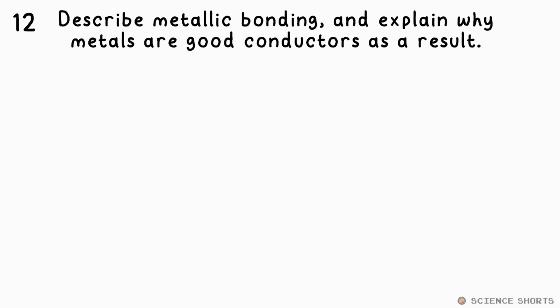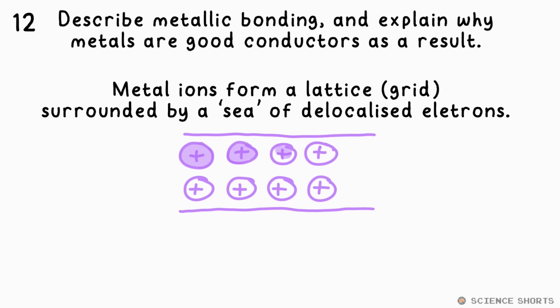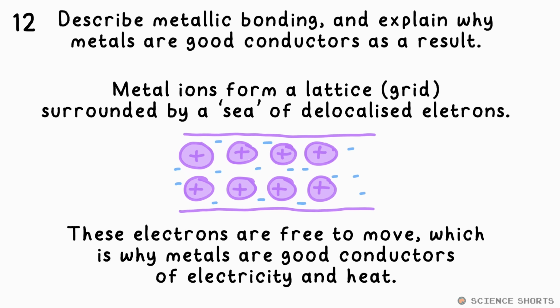Describe metallic bonding and explain why metals are good conductors as a result. Metal atoms bond to each other with metallic bonding. They form a lattice, a grid of ions, and they're surrounded by a sea of delocalized electrons. As these electrons are free to move, this makes them good conductors of electricity and heat.